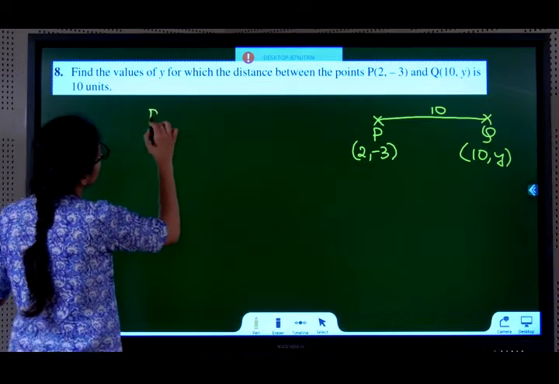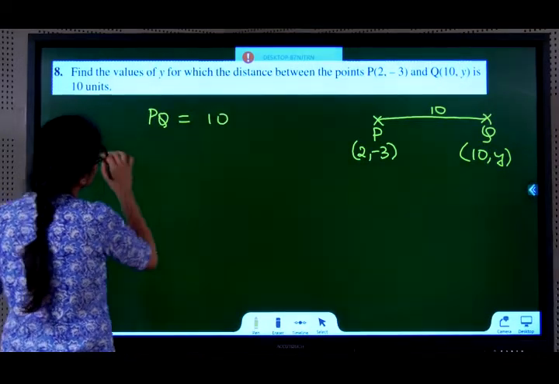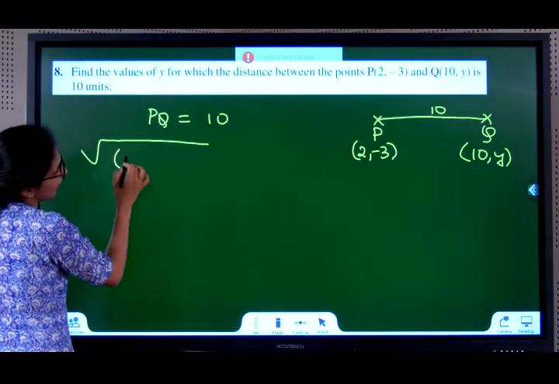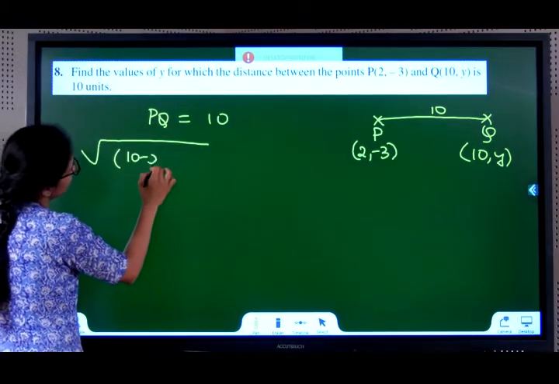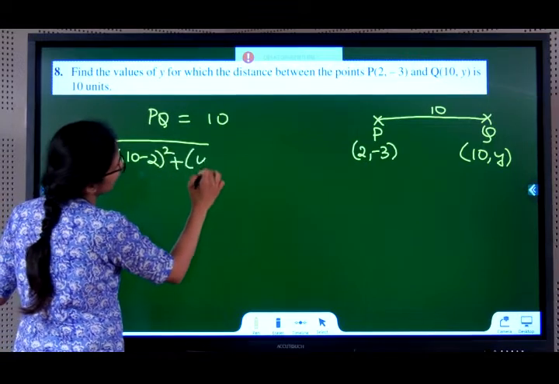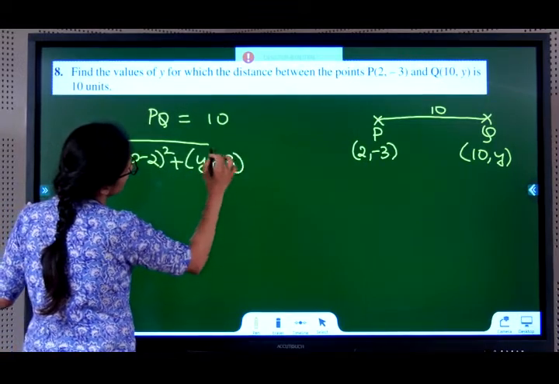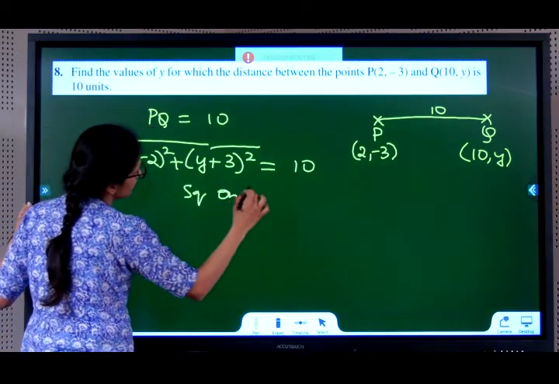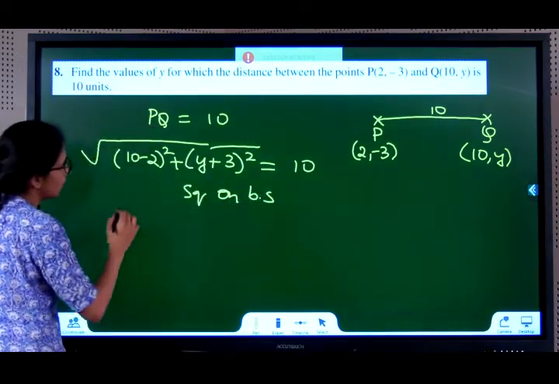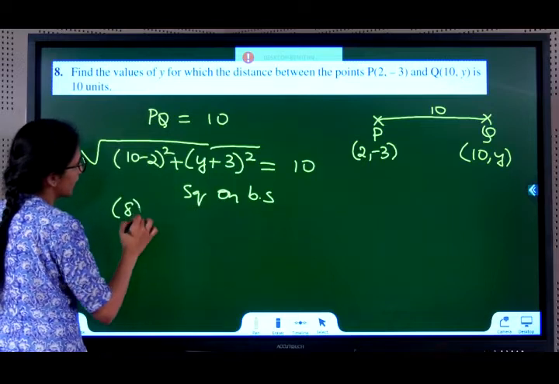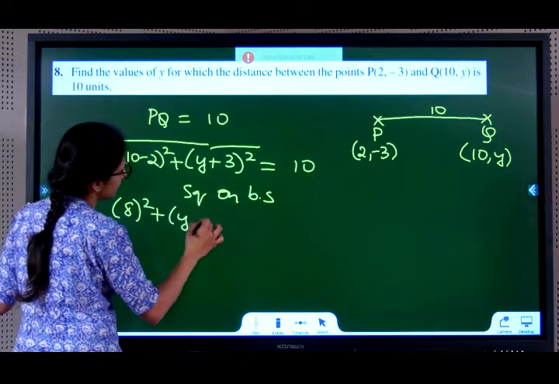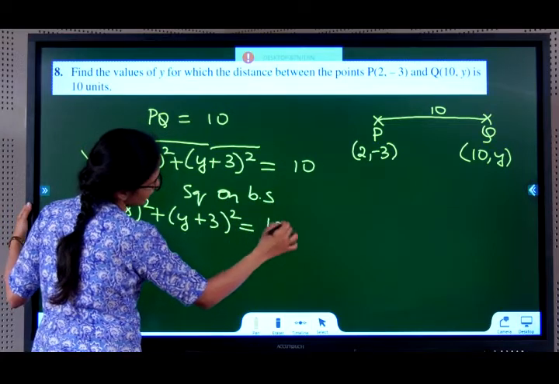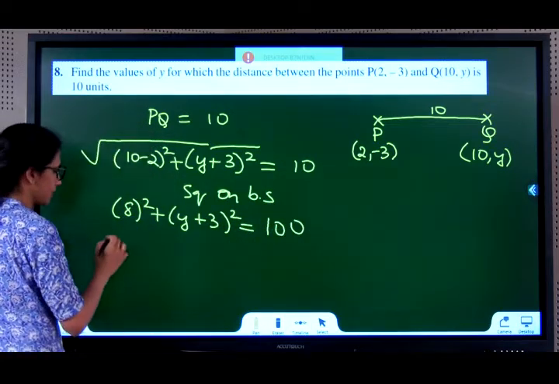So we know that PQ is equal to 10, and we also know the distance formula for PQ: root of (10 minus 2) the whole square plus (y minus of minus 3) the whole square is equal to 10. Squaring on both sides, the root will go. So you get 10 minus 2, 8 square, plus (y plus 3) the whole square is equal to 10 square, which is 100. Now expand this.